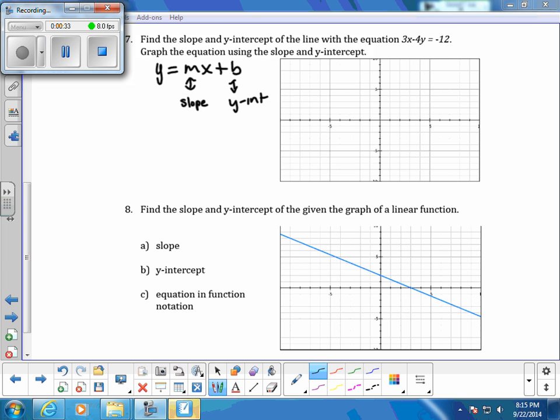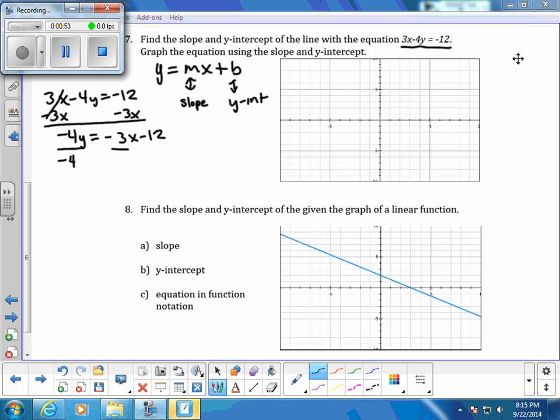Now we have to make this equation fit that format, so basically we're going to take our given equation and solve it for y equals. So I'm going to move 3x to the other side. And then still haven't gotten y equals by itself, so divide everything by -4. Finally, we get y equals 3/4 x plus -12 divided by -4 is a +3. Now this is our slope-intercept form.